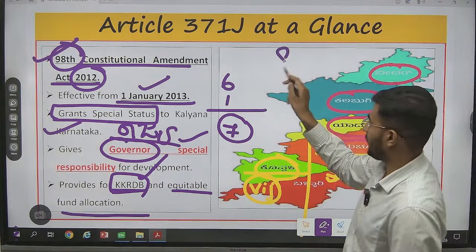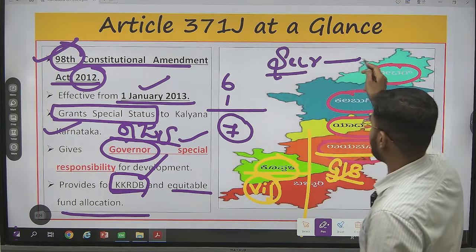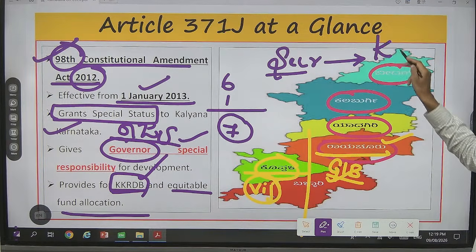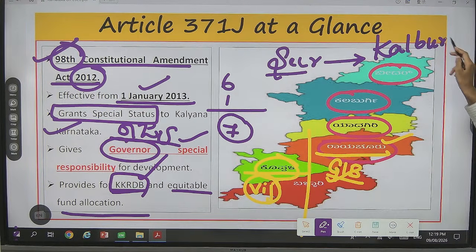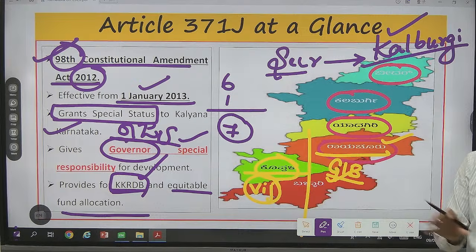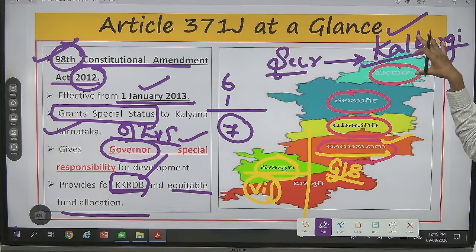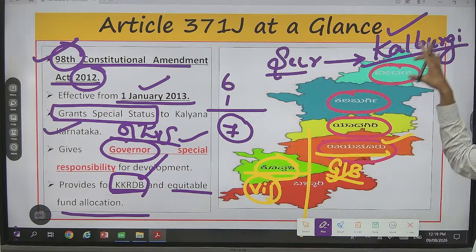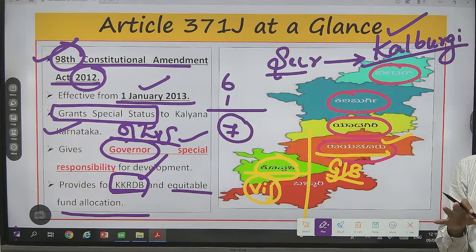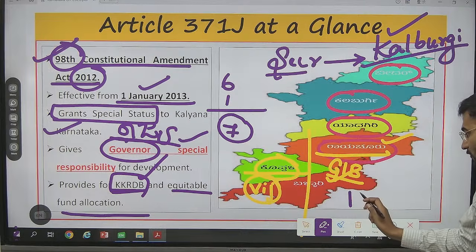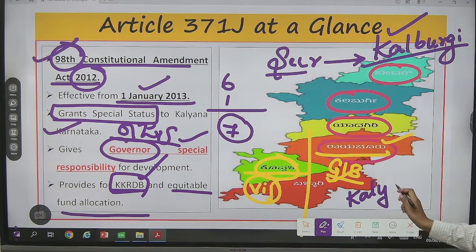And this year's news: where is the secretariat? The secretariat is in Kalburgi. Now for the development of roadways and infrastructure exclusively for this Kalyana Karnataka region, we have an initiative called Kalyana Patha. Last year, Kalyana Patha was in the budget.